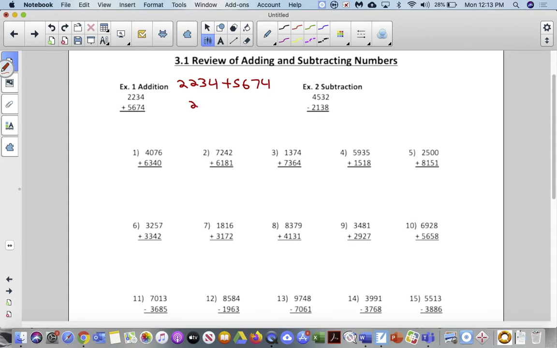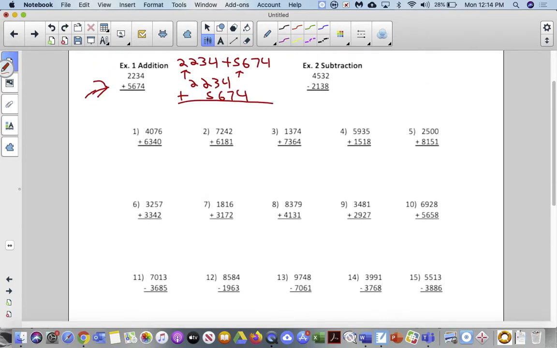So you would not go 2, 2, 3, 4 plus 5, 6, 7, 4. That is wrong because this here is the 1,000 place and this here is the 1,000 place. So the 1,000 place should be over the 1,000 place. So this is the correct way of lining it up. Okay, so lining them up is the first step.